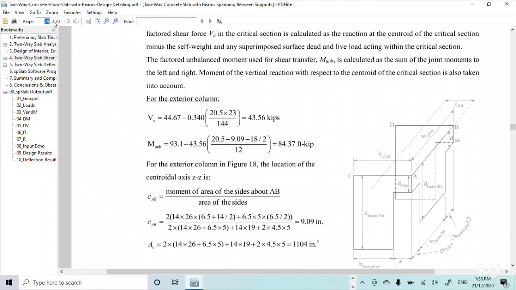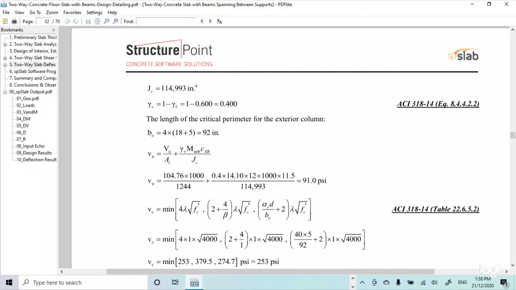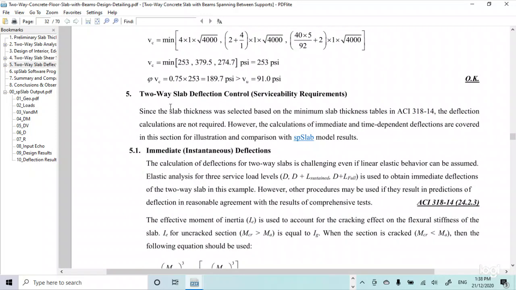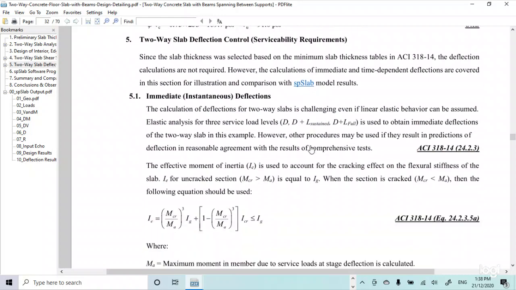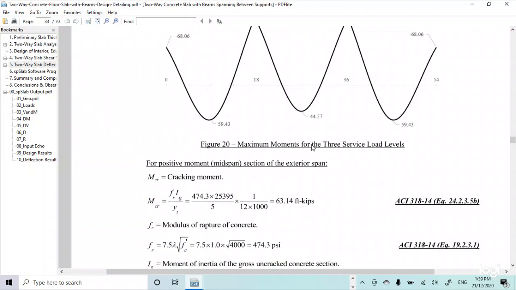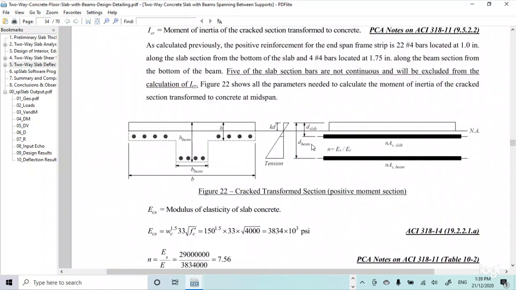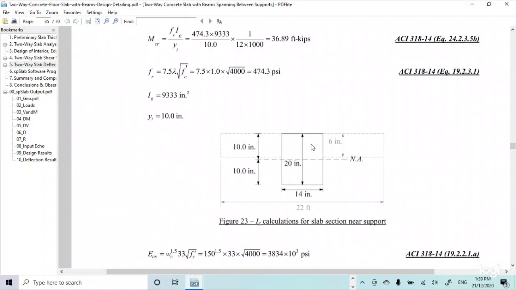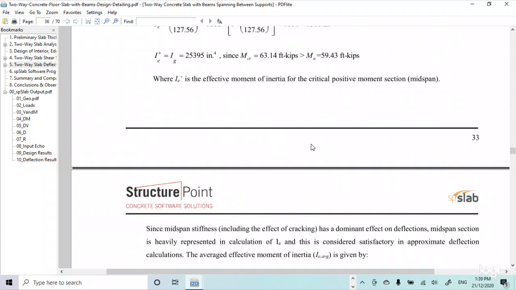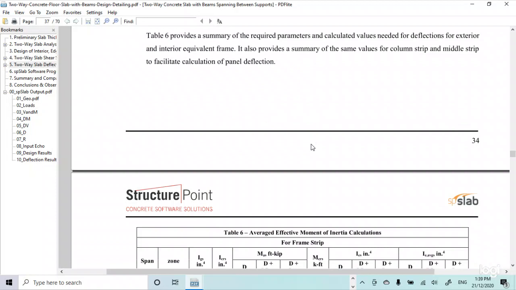From page 32 there will be the deflection control: two ways deflection control, intermediate interaction deflection control. Those things you can see on page 32 and up to page 37. So from page 32 to 37 you can see the deflection control calculation methods.